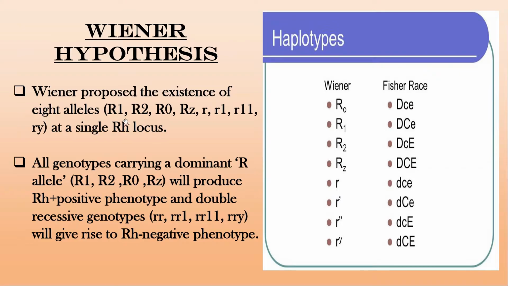That is capital R1, capital R2, capital R0, capital RZ, and small r, small r1, small r11, small ry. At a single RH locus, any one of these alleles will be present. So all the genotypes carrying the dominant R will be RH positive, and all the genotypes having double recessive rr will be RH negative.